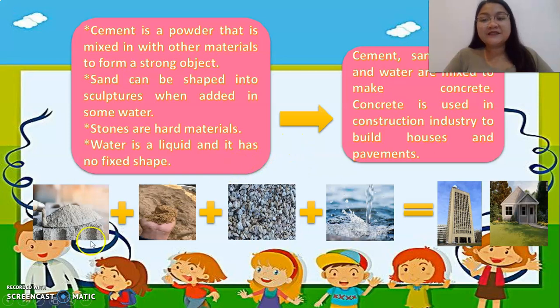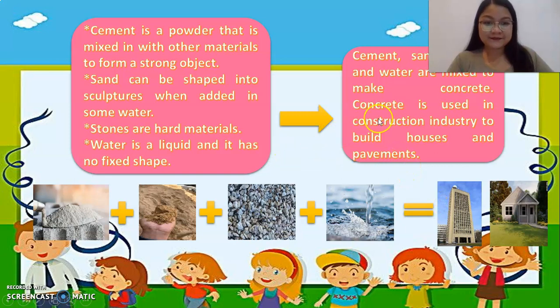Next, another example is cement, sand, stones, and water. So these four materials are the main materials we can use to create buildings or houses. So cement is a powder that is mixed in with other materials to form a strong object. Sand can be shaped into sculpture. Stones are hard materials and water is a liquid and it has no fixed shape. So if we combine this together and make it a mixture, we can construct buildings or houses.